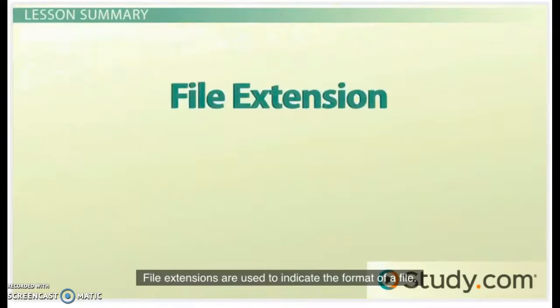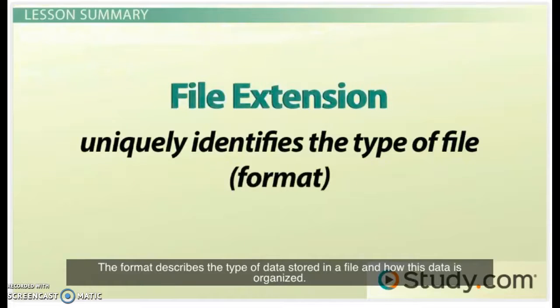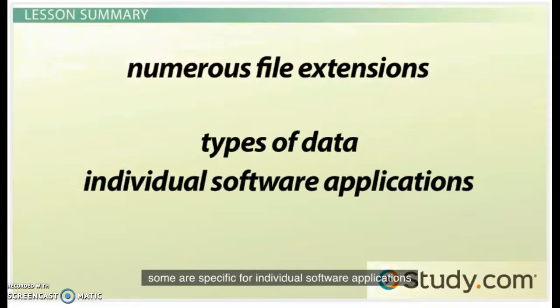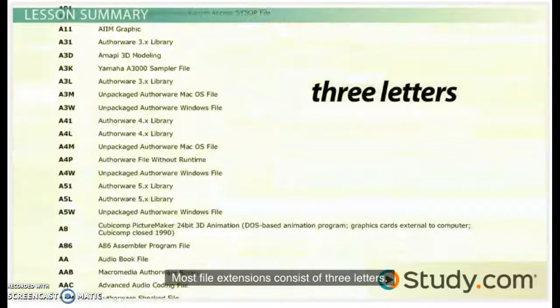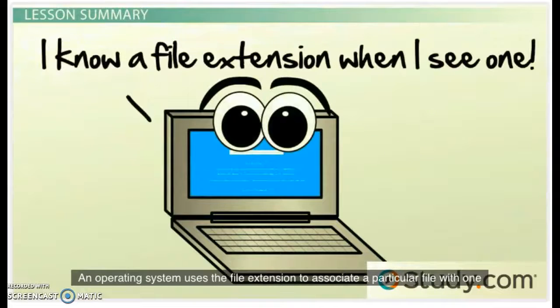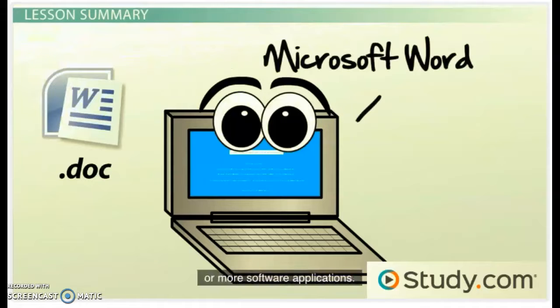File extensions are used to indicate the format of a file. The format describes the type of data stored in a file and how this data is organized. There are numerous file extensions. Some are specific for certain types of data, some are specific for individual software applications, and some are specific for the algorithms underlying the data organization. Most file extensions consist of 3 letters. An operating system uses the file extension to associate a particular file with one or more software applications.